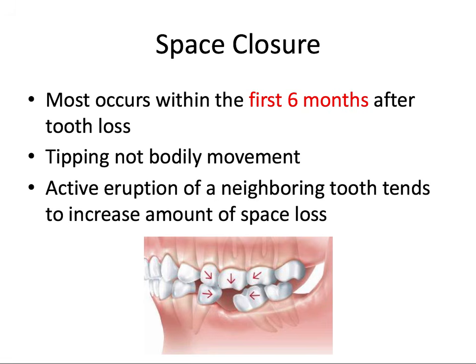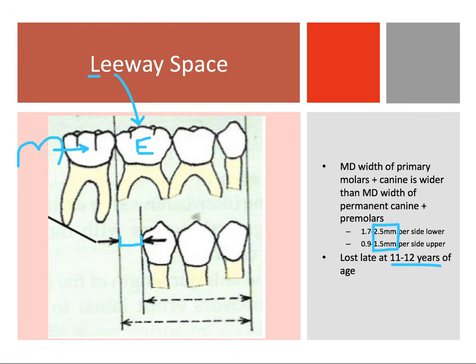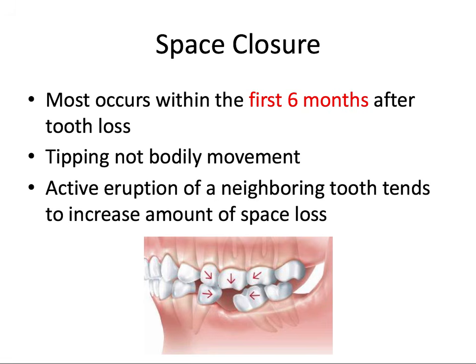And active eruption of a neighboring tooth tends to increase the amount of space lost. We talked about what's called early mesial shift, where we have eruption of those first molars pushing everything mesially, and late mesial shift when we have those second molars closing that leeway space. So that's part of the theory and connects with this idea of space closure.